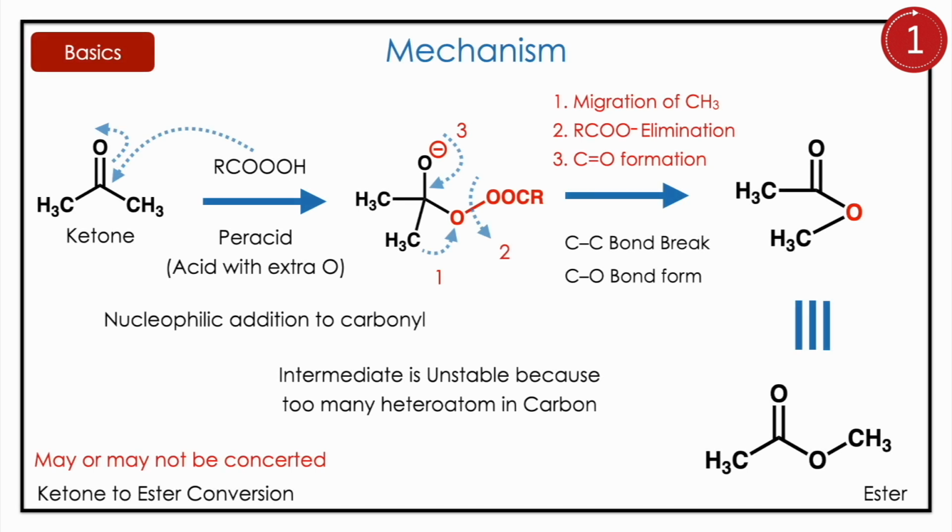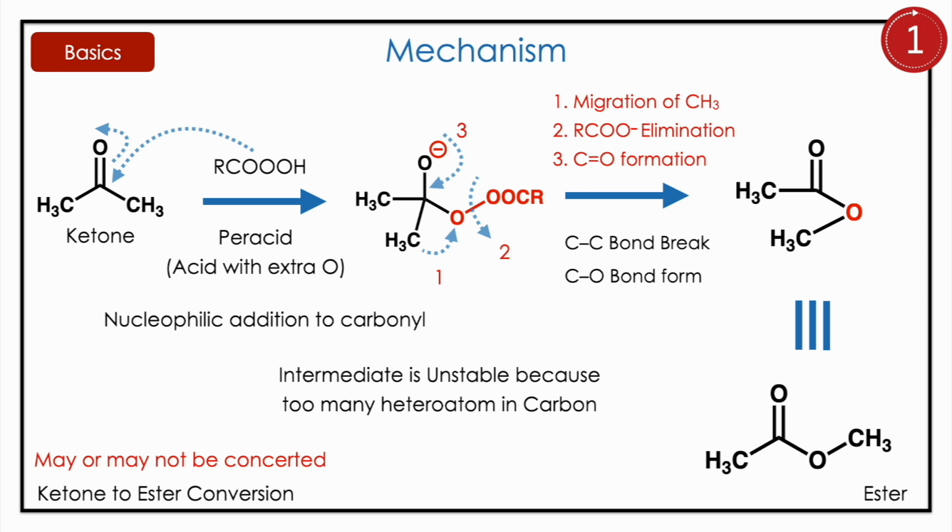The mechanism behind the reaction is simple. The starting material is ketone. You are attacking with peracid, so nucleophilic addition to the carbonyl happens. A new C-O bond forms. Then O minus is there, and the carbon has many heteroatoms.